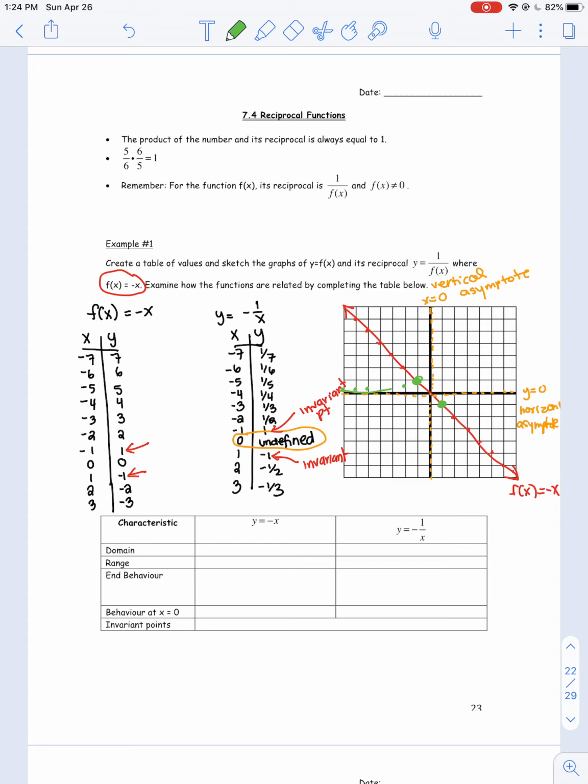And so when we connect these points, you're going to notice that the graph goes through these points, goes through that invariant point. And when it reaches that invariant point, it's going to go straight up. It's going to shoot up without touching that dotted orange line.